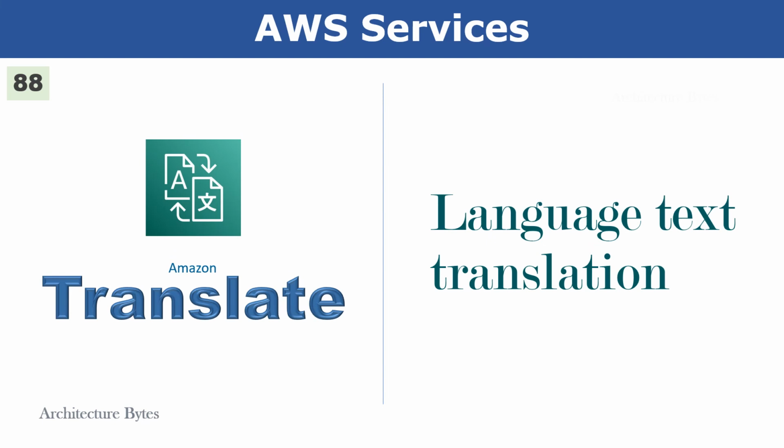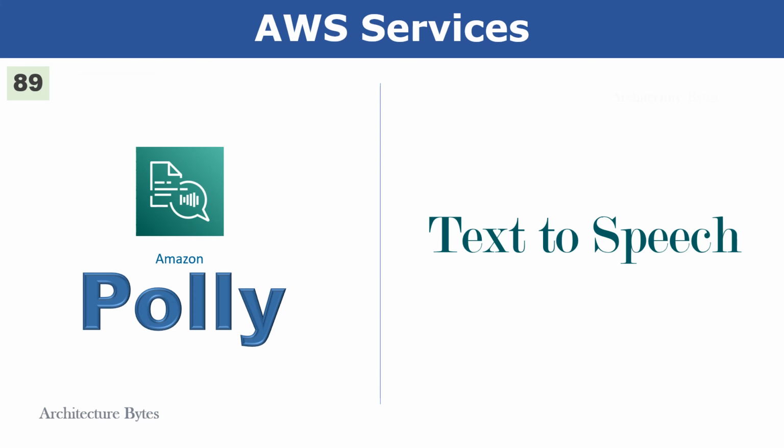Translate is a language text translation service that can be used to localize content for websites, enable cross-lingual communication between users in real time, and so on. Polly is a text-to-speech service that turns text into lifelike speech using deep learning, thus allowing you to create speech-enabled applications.